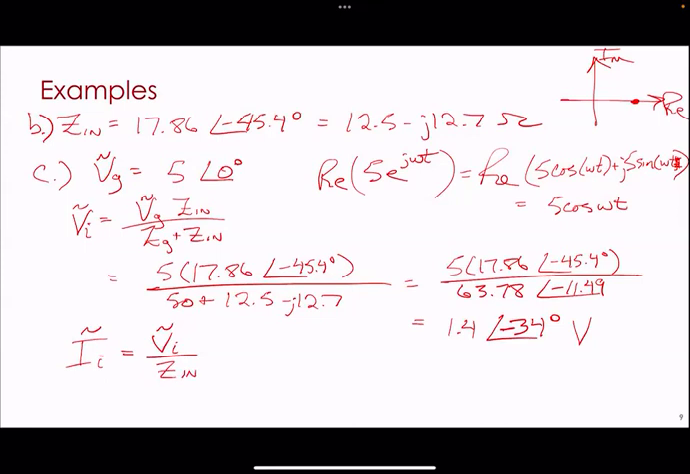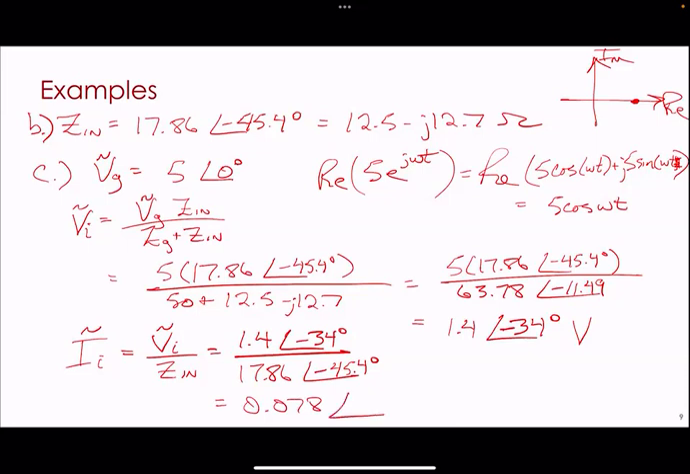Now we got both forms of Z in already, both polar form and rectangular form. And we have our V_I here in polar form. We're going to do a division, so polar form is going to be easiest for us. So I will write this as 1.4 angle minus 34 degrees divided by 17.86 angle minus 45.4 degrees. To calculate this, you would do 1.4 divided by 17.86. That would be the magnitude. I think you'd get something like 0.078, in that ballpark. And to get the angle, you would do minus 34 minus minus 45.4, so it'd be plus. So it's like 11.4 or something like that.